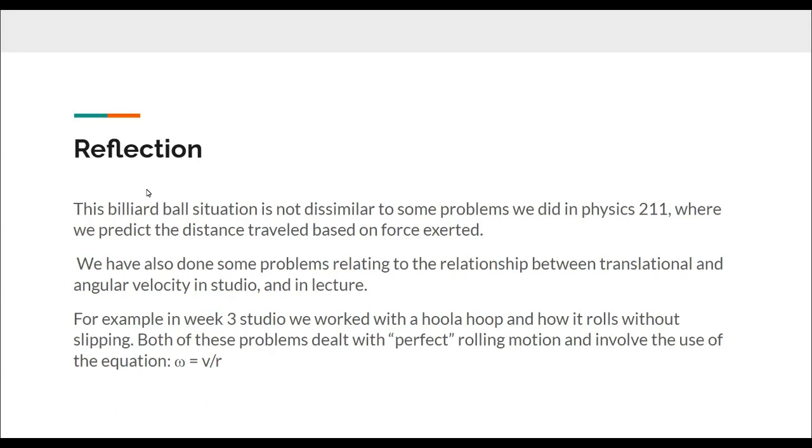For our reflection, we said that the billiard ball situation is not dissimilar to some problems we did in 211 where we predicted the distance based on force exerted. We have also done some problems in 212 relating to the translational angular velocity that we did in studio and lecture. One example is in week 3, we worked on a hula hoop and how it rolls without slipping, which is similar to this because we're figuring out not slipping. Both of these problems dealt with perfect, in quotations, perfect rolling motion and involved the use of the equation angular acceleration is equal to velocity over r.